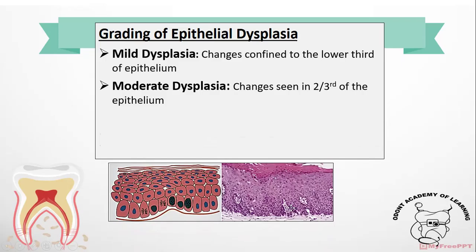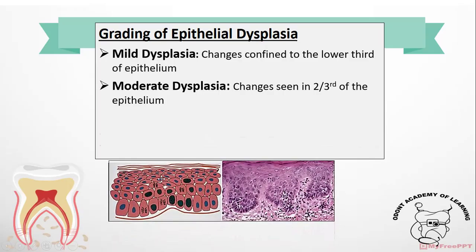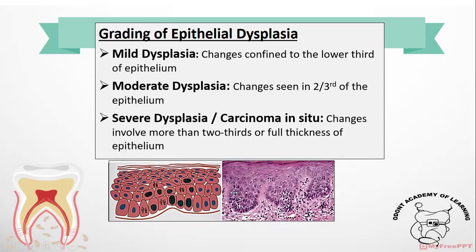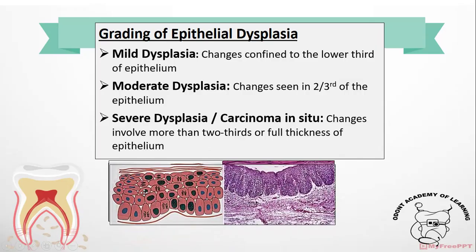That is your mild dysplasia. If the changes are visible in the 2/3 of the epithelium, we call it a moderate dysplasia, as it is visible in this diagram. And if the changes are visible in more than 2/3 of the epithelium, or the full thickness of the epithelium, that is carcinoma in situ, then we can say that it is severe dysplasia or carcinoma in situ, like this.